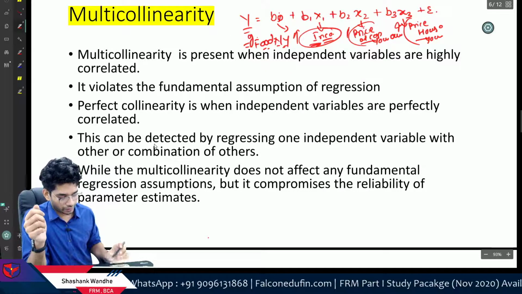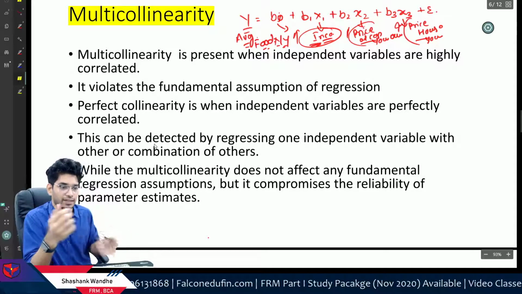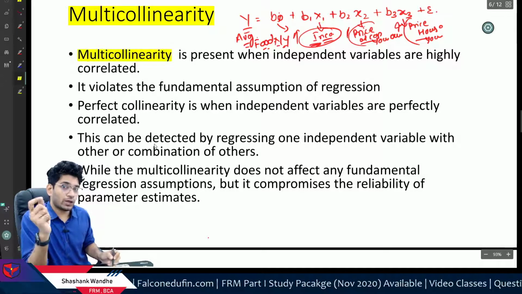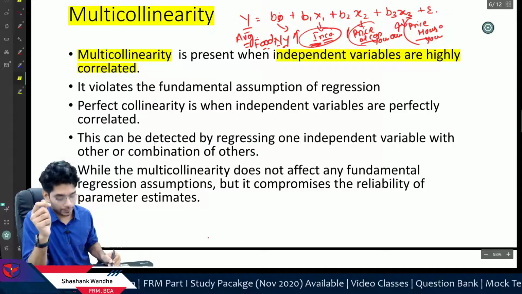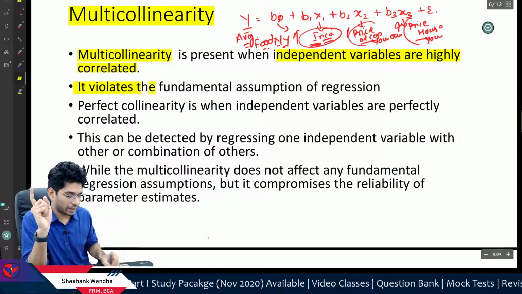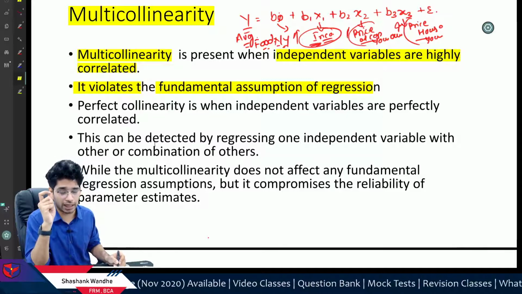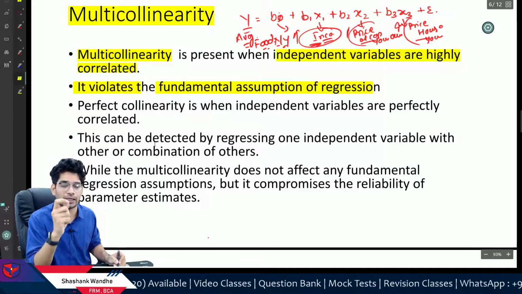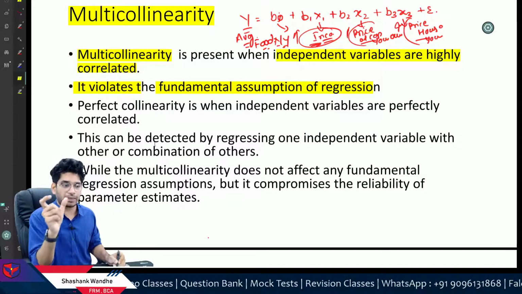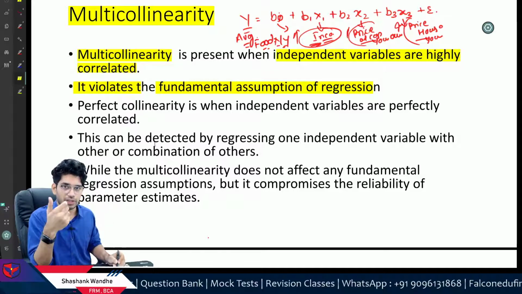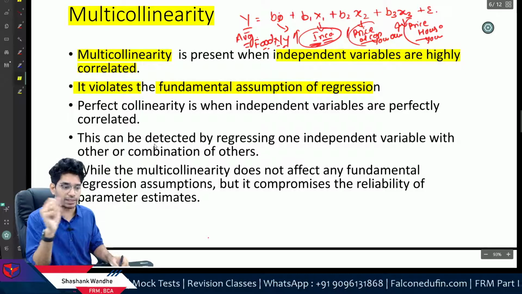Okay, so let's read out the theoretical discussion, the theory part of this. What is multicollinearity and what are the statements you are supposed to remember? Multicollinearity is present when the independent variables are highly correlated. It violates the fundamental assumption of regression, that all the independent variables are independent and identically distributed. Or I will rephrase the statement: all the explanatory variables are independent and identically distributed. This is our fundamental assumption, right? So these are not independent, these are correlated. This violates the assumption.